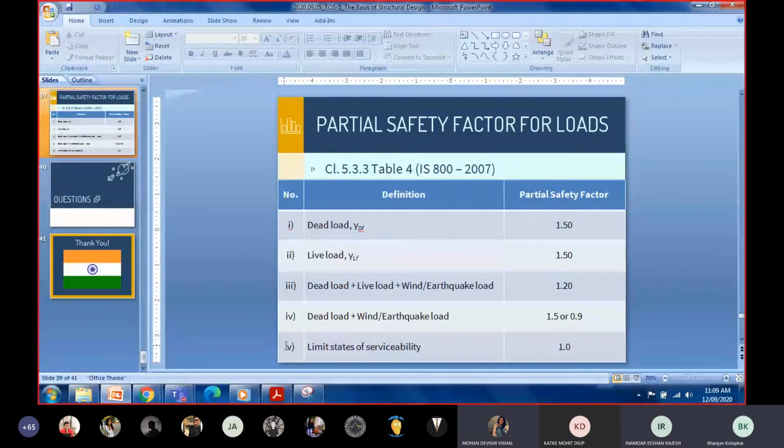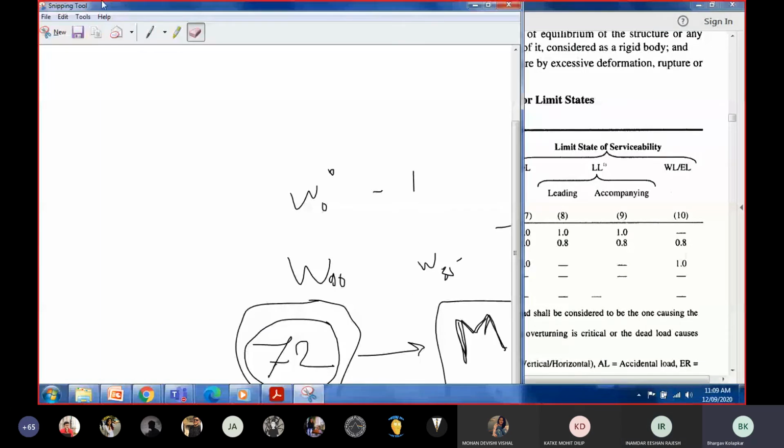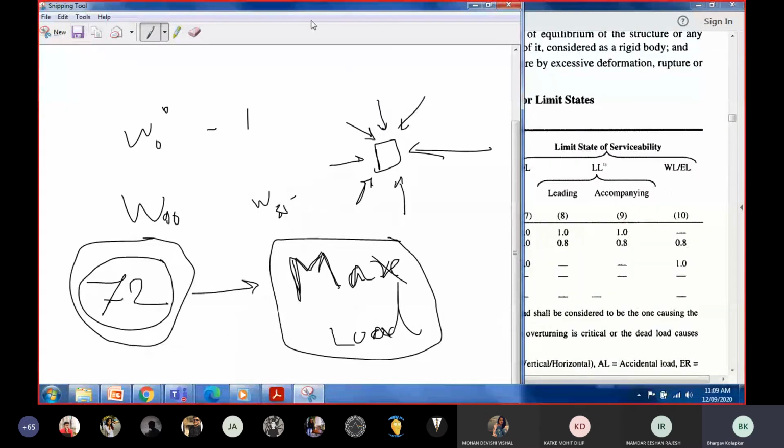Okay, got it. Also in the fourth point, why is there so much variation from 0.9 to 1.5? Dead load plus wind or earthquake. Okay, that's a good question. I deliberately did not explain it because I did not want to increase confusion. But let's look at it.